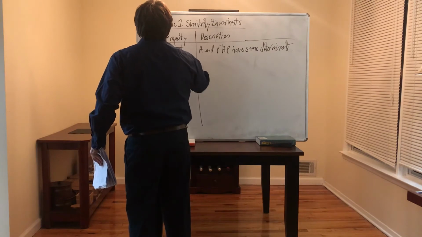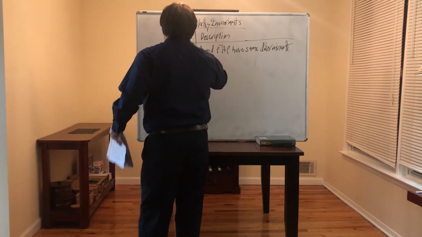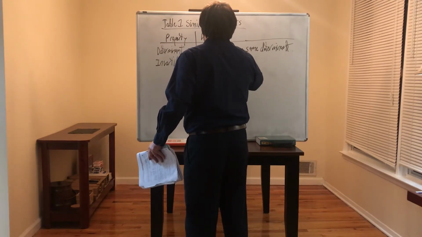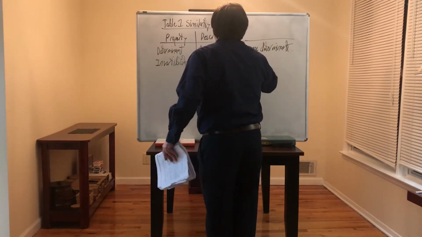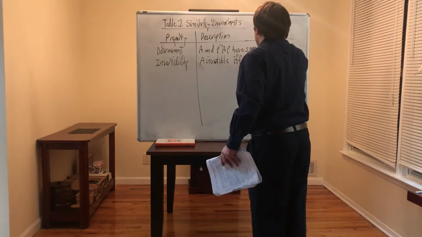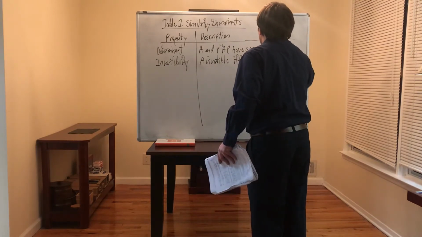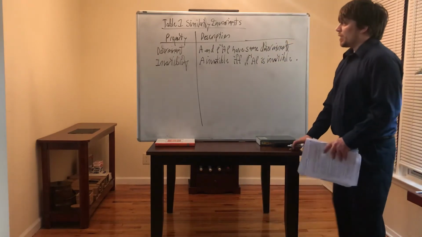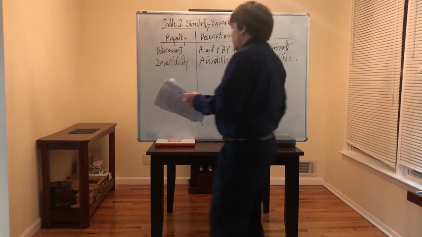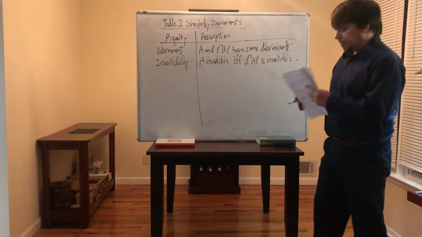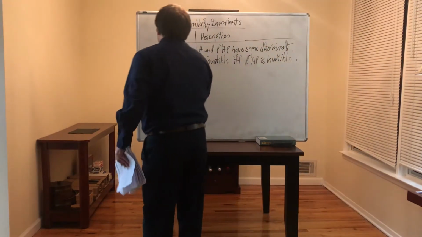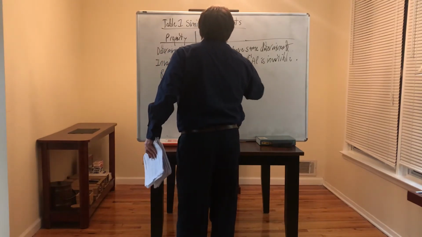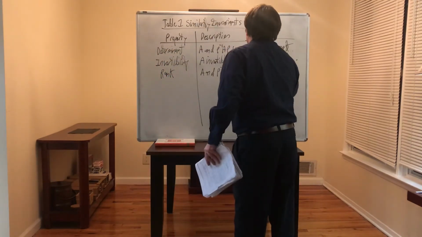Invertibility. A is invertible if and only if P inverse AP is invertible. Okay? So the second property that's preserved under the similarity transformation is invertibility. The next one is rank. A and P inverse AP have the same rank.